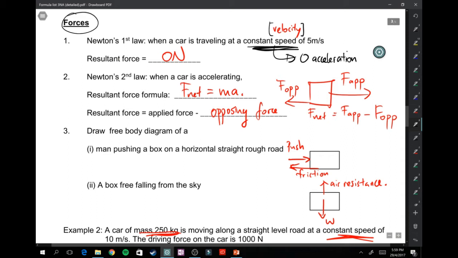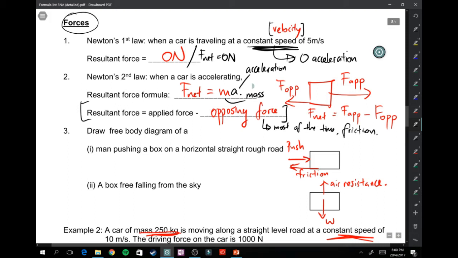Now when this happens, please know that F net equals 0, or resultant force equals 0. They are the same statement. Newton's second law states that when a car is accelerating, F net equals ma, or resultant force equals ma. And of course, a here means acceleration, and m here means mass. Now please also note this: resultant force equals F applied minus F opposing. Most of the time, this is friction, most of the time.